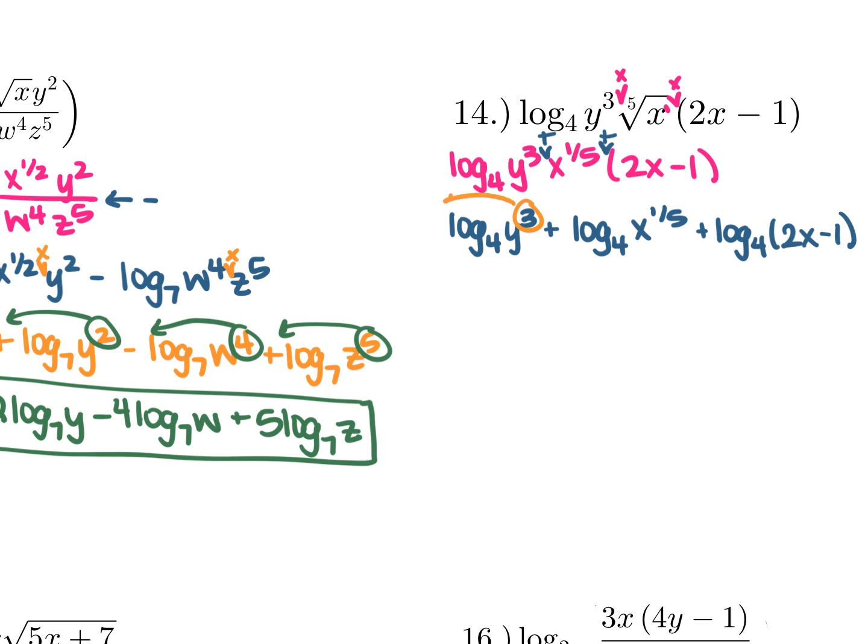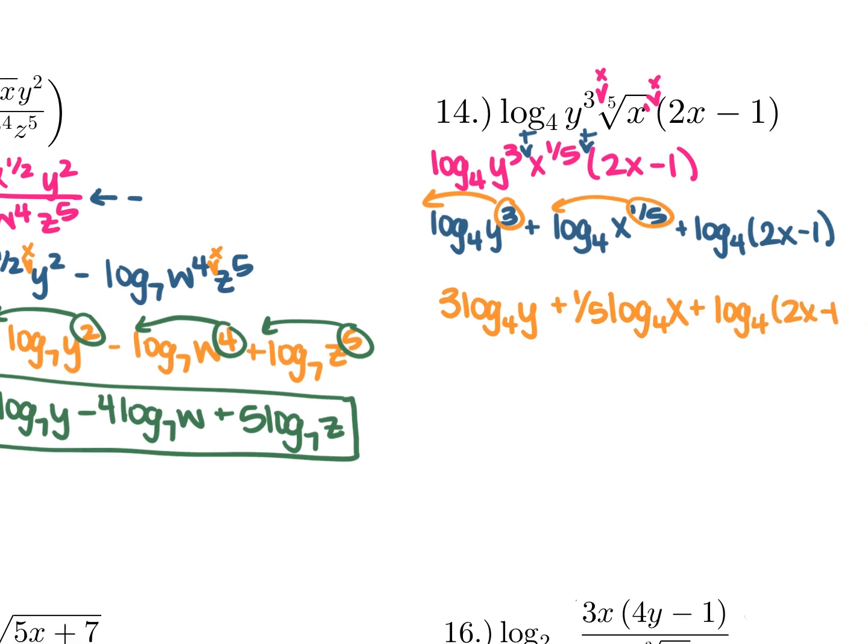Powers go to the front of each of those expressions. So that's leaving you with 3 times log 4 of y plus 1/5 log 4 of x plus log 4 of 2x minus 1.